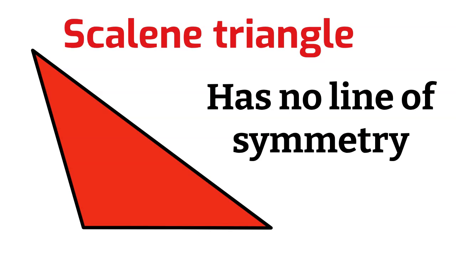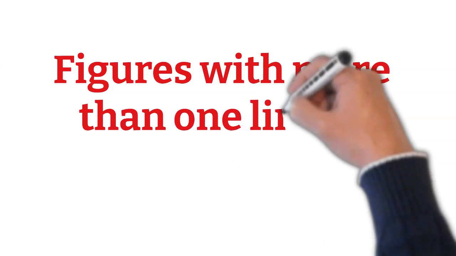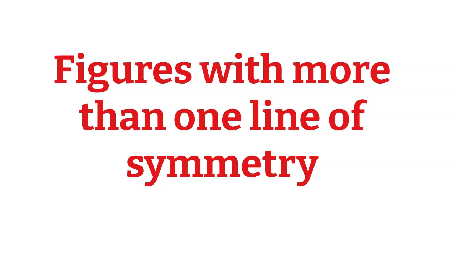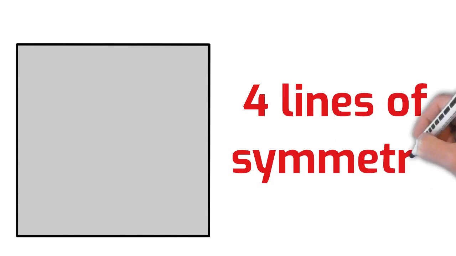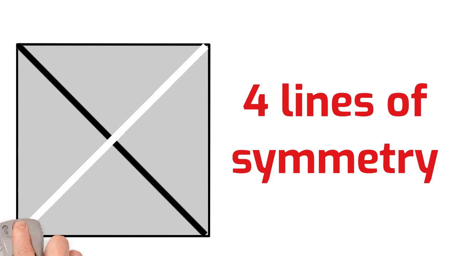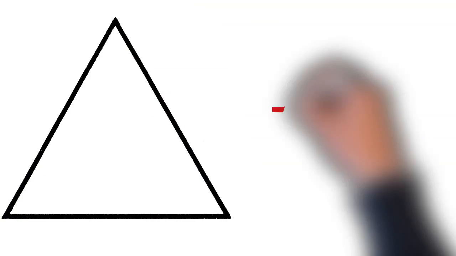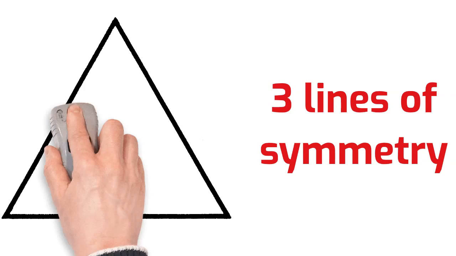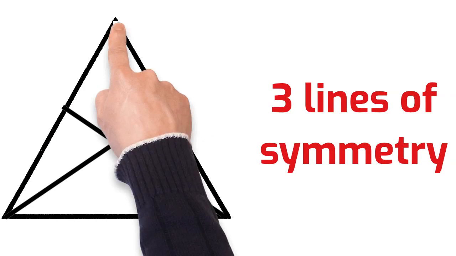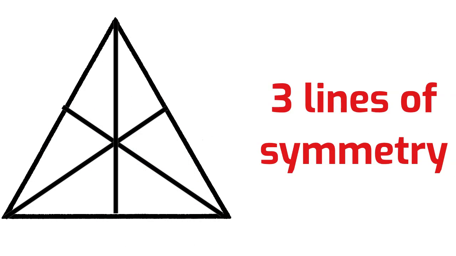Now let's first discuss the figures with more than one line of symmetry. A square has four lines of symmetry, two along the diagonals and two along the bisectors of opposite sides. An equilateral triangle has three lines of symmetry connecting the vertices and the bisectors of their corresponding opposite sides.